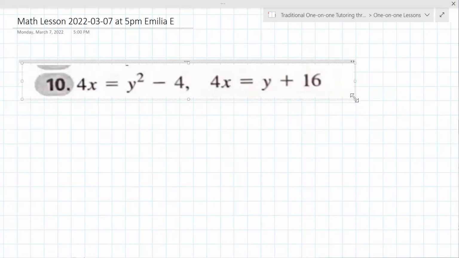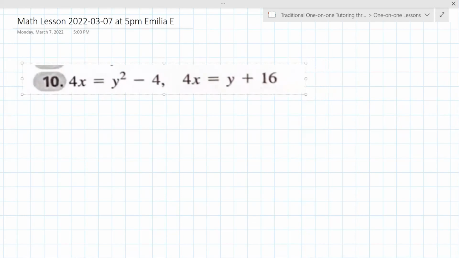If this is good. Is this what you mean by number 10? Let me get my book out real quick. Hold on. 434. 4x, yeah, that one. Okay.